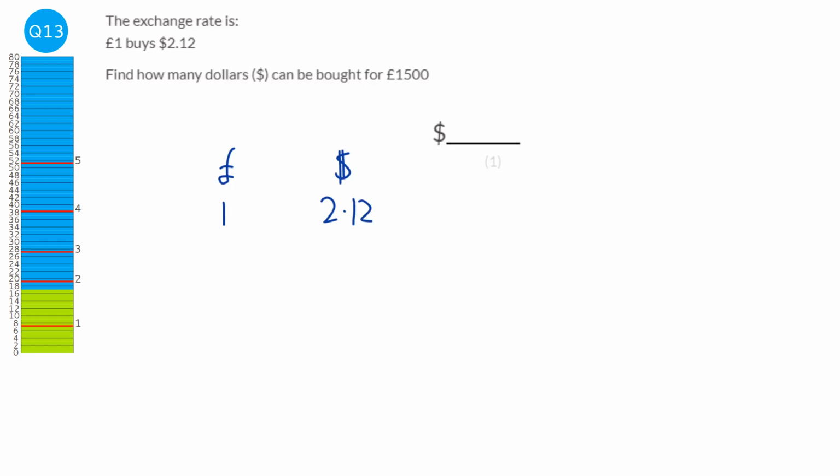In this question we've got pounds and we've got dollars, and we're told that £1 is equivalent to $2.12, and we're asked how many dollars can be bought for £1,500. So to get from 1 to 1,500, we times by 1,500, and we're just going to do the same to the other side, 1,500. And when we do that, we get the answer of 3,180. So £1,500 is equivalent to $3,180.